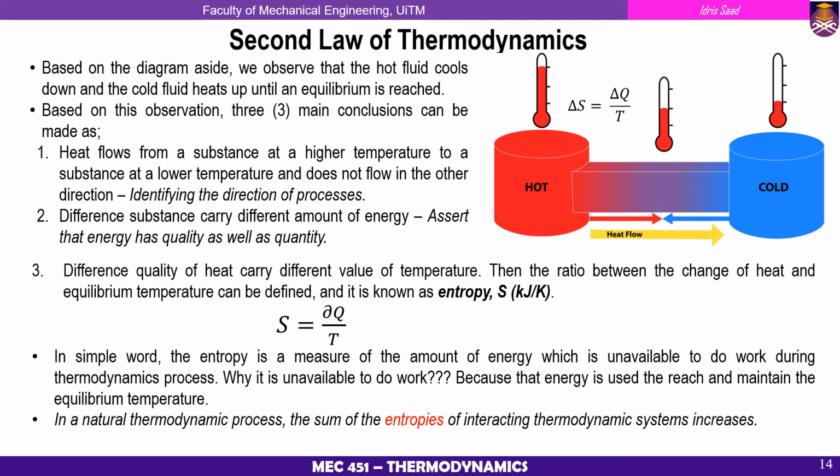The first phenomenon is that no matter how many times we repeat this experiment, the hot fluid will eventually cool down and the cool fluid will eventually heat up until both reach thermal equilibrium. We never have the opposite phenomenon, where the hot fluid becomes hotter and the cool fluid becomes colder. So we can make the first conclusion: heat always flows from a substance at a higher temperature to a substance at a lower temperature, and does not flow in the opposite direction.